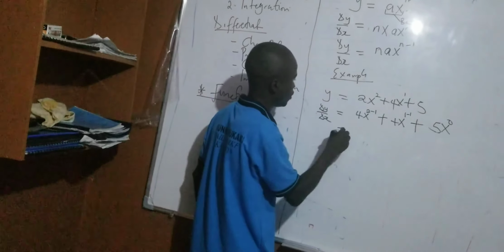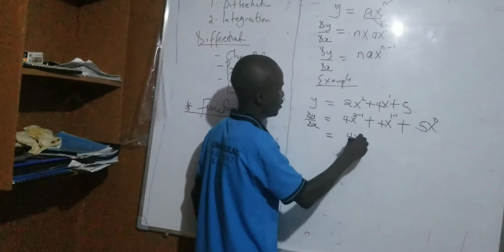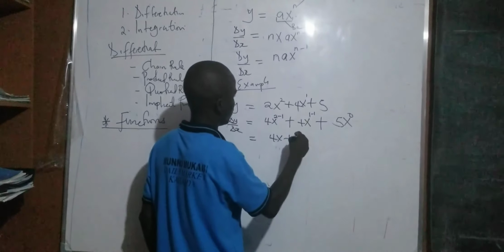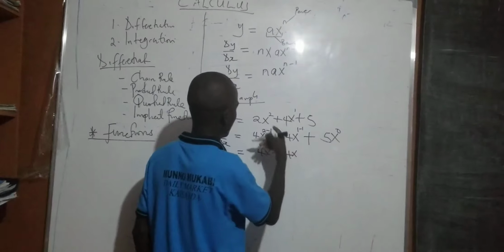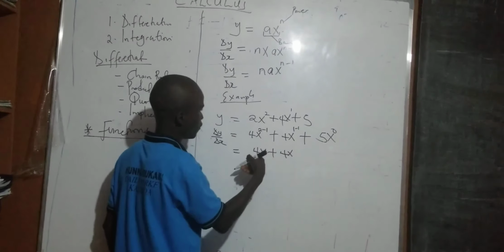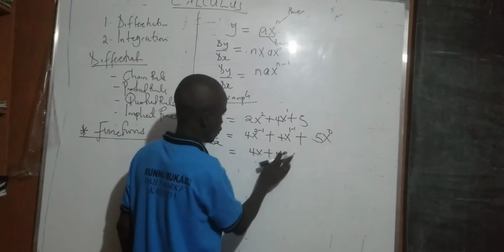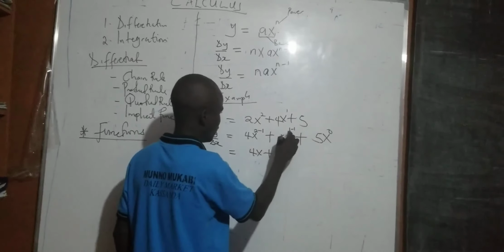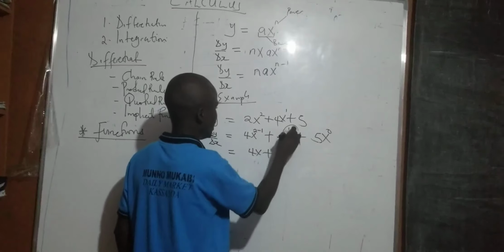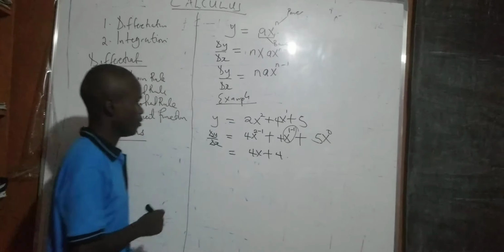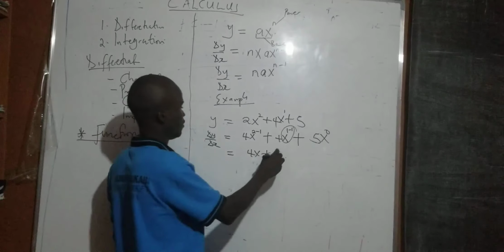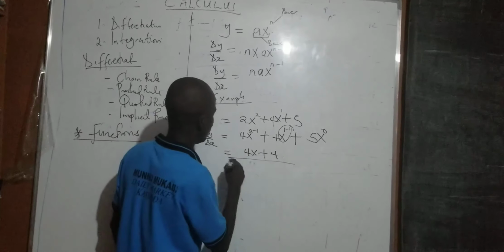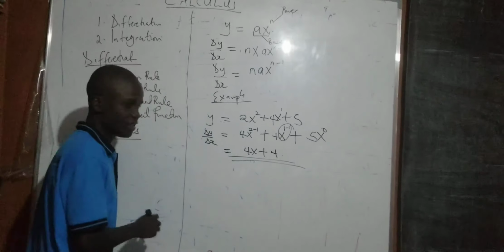So therefore, change in y over change in x equals 4x plus 4. When you differentiate this, you get 4x plus 4, not 4x, because 1 minus 1 is 0, and any number to power 0 is 1, plus 0. So therefore you have differentiated. This is a simple example.